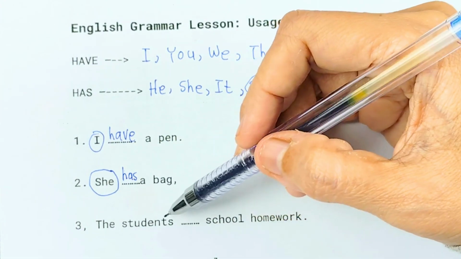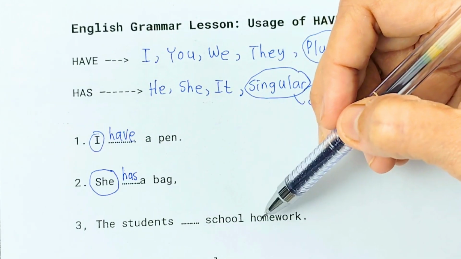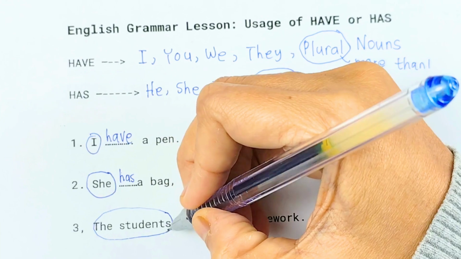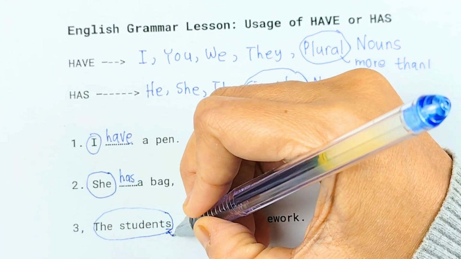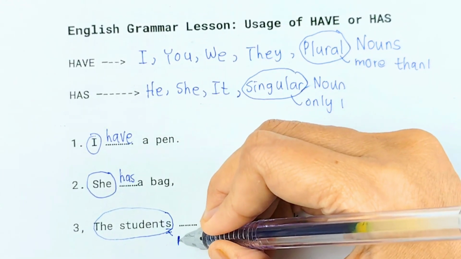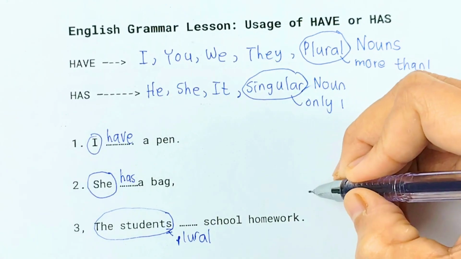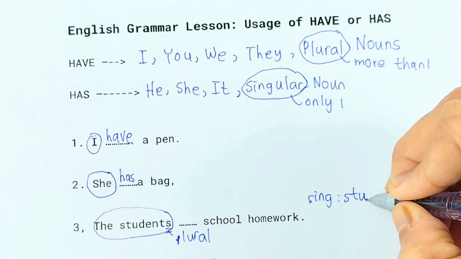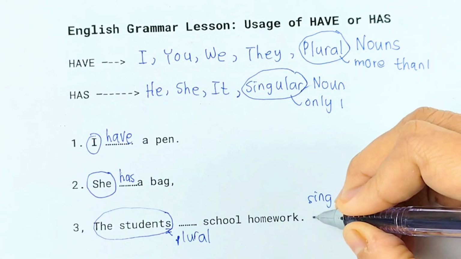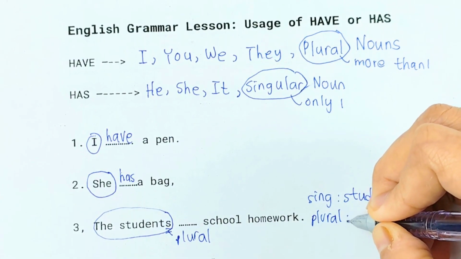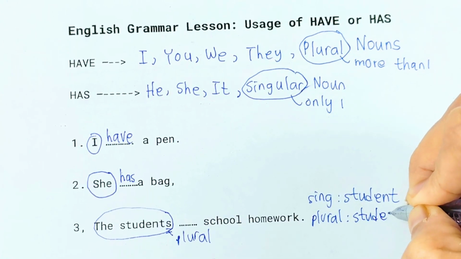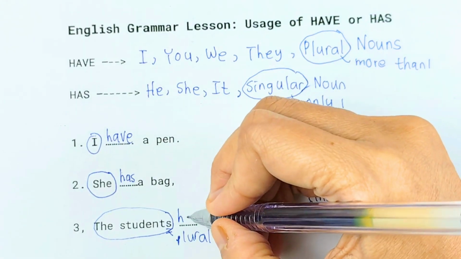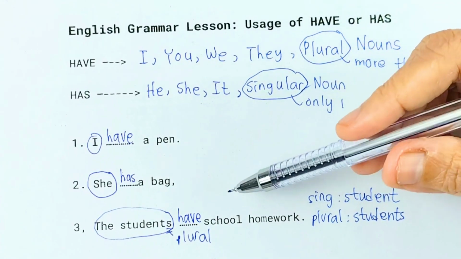Number 3, the students blank school homework. The students, the subject, and this one is plural. The singular form is student, the plural form students. So we have to answer have. The students have school homework.